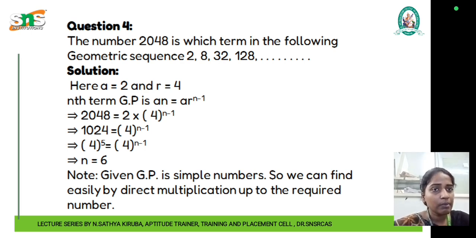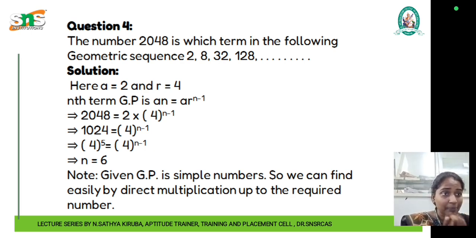Now nth term of a geometric progression, a subscript n, is equal to a into r to the power of n minus 1. I have already mentioned this formula in the previous video. Okay, so how to find the nth term? Now we know the set of numbers, 2, 4, and the nth term is going to be 2048.